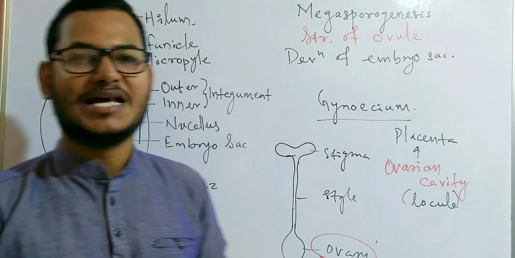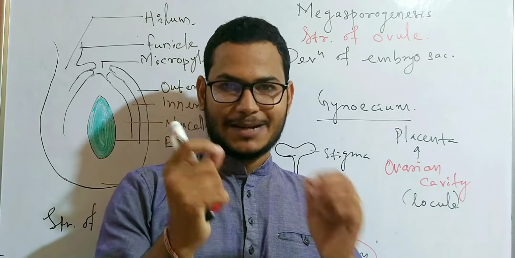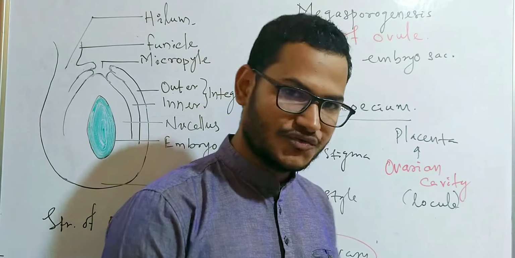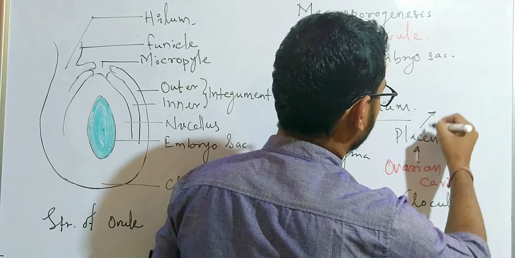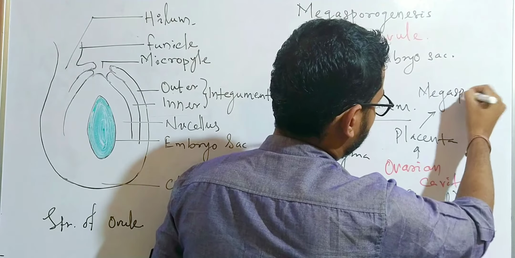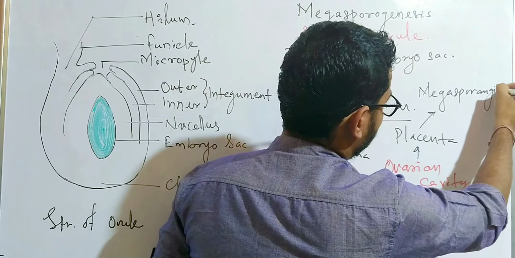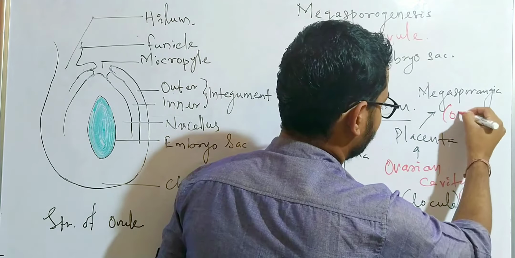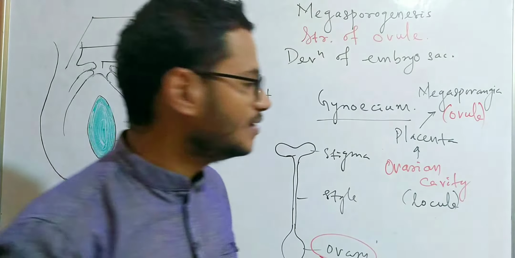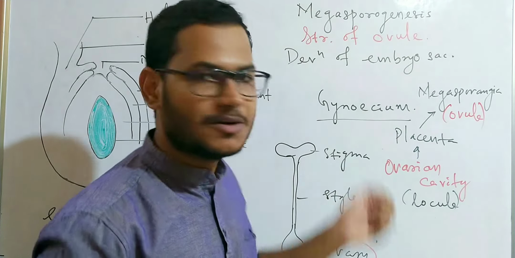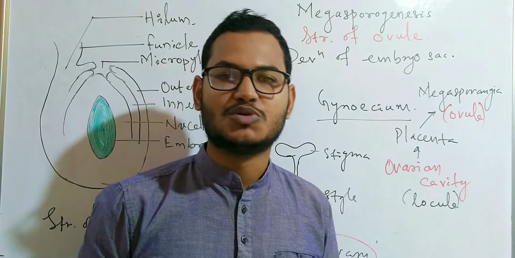The placenta plays a very important role in the development of the megasporangia, and the megasporangia is nothing but the ovule. So the ovule is formed inside the ovarian cavity with the help of the placenta.